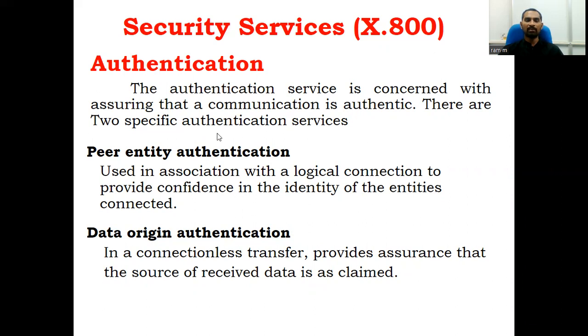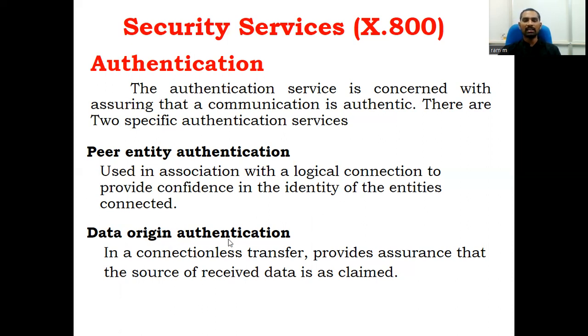Peer entity authentication we can consider in the same example between A and B, that is, principal A communicating with principal B. Here we provide authentication that the message received by B is from his peer entity, principal A. It is used in association with a logical connection. A and B have a logical connection to provide confidence in the identity of the entities connected. So this is what happens.